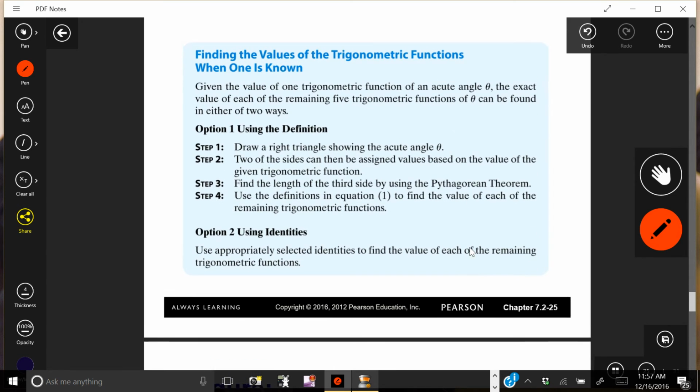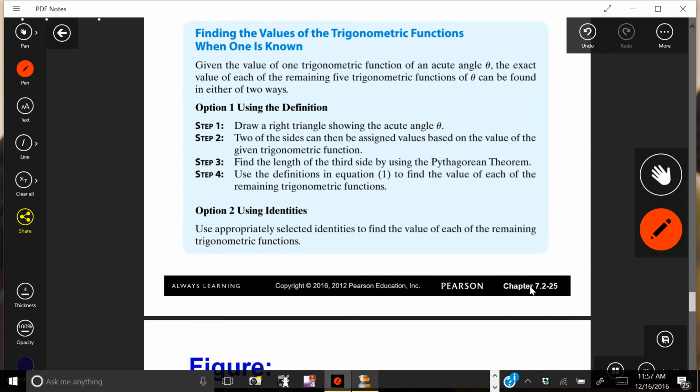So this is just a summary of how you go about doing it. You draw a right triangle, assign 2 of the sides based on the value of the given trig functions, find the length of the third side, and then use the definitions of the trig functions to do the calculation. Or, if you want to, you can use the identities. I would generally do the drawing myself.